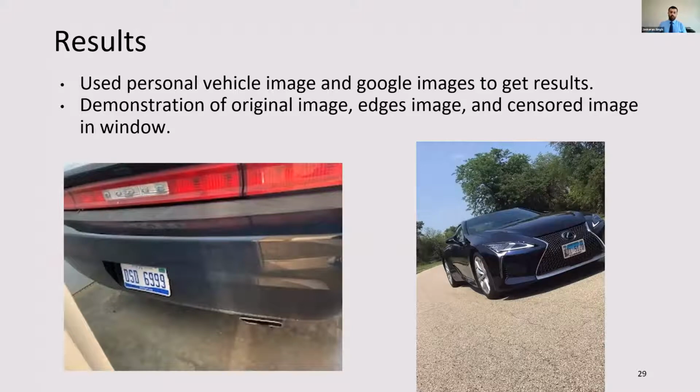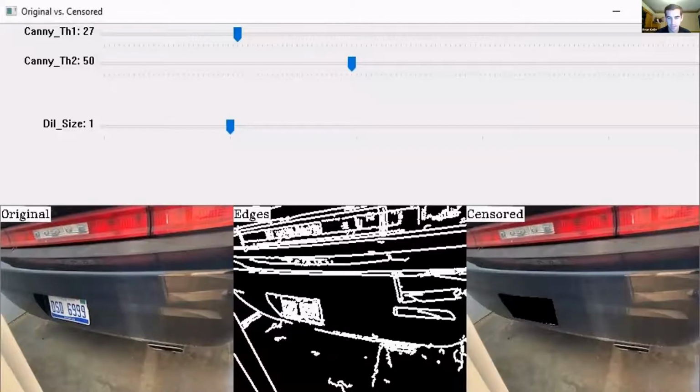And Ryan will go into the results of our project. So in order to get our results and test our program, we used images of quite a few different models and makes of vehicles, as well as license plates, front, back of the vehicle, as well as different patterns of the vehicles. So we used personal vehicles as well as images from Google. Here's an image of one of our personal vehicles.